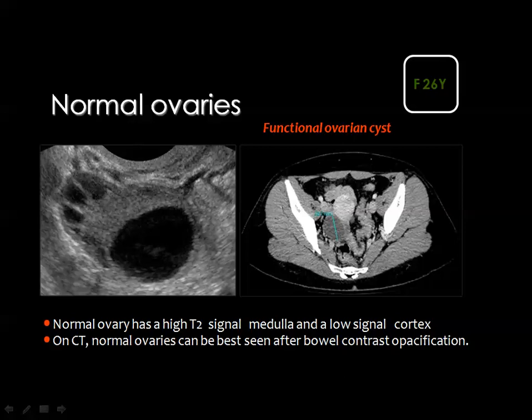And normal ovaries will contain a number of follicles or functional ovarian cysts, and these cysts are usually of different sizes. And the largest one is known as the leading follicle, which after some time will ovulate, and the rest of the cysts will degenerate and the new cysts will appear. This is the appearance of the normal ovary by CT scan on the right side.